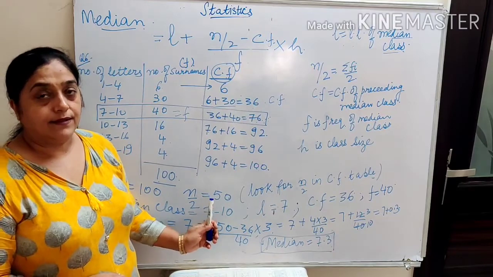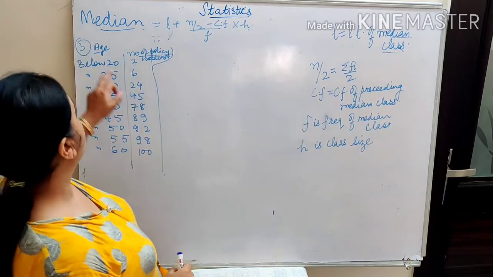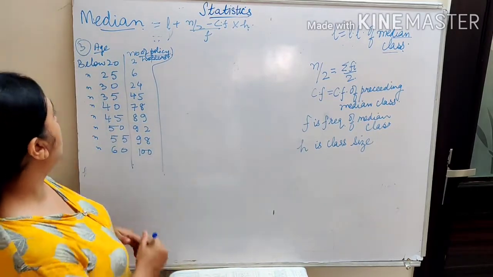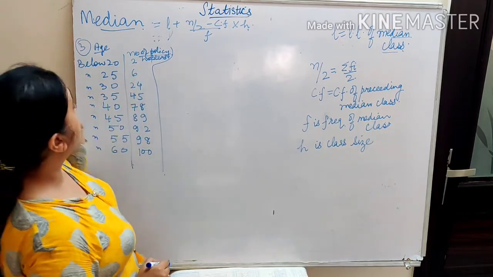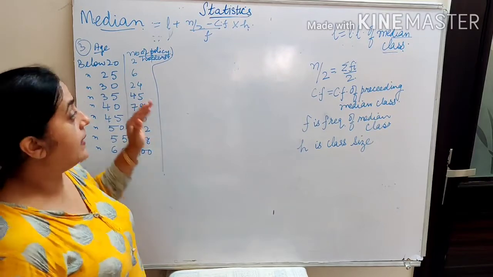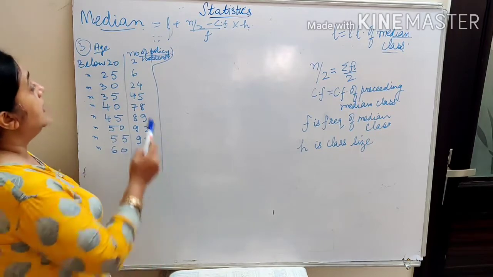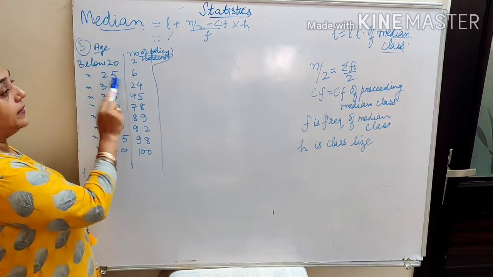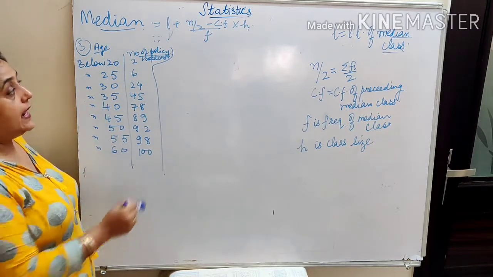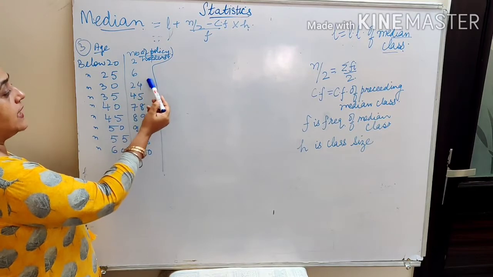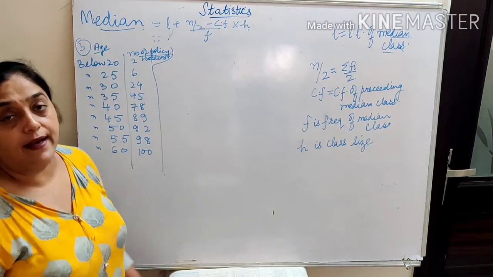Got it? So let us take another question from median. Students, I am taking up the question from NCERT, that is question number 3. What is being given to you? You have been given age in years and number of policy holders, meaning how many people of that age have taken a policy. Now let us see the data. It is not in the right class intervals. It is written below 20, then below 25, below 30, below 35 and so on. And number of policy holders are 2, 6, 24, 45, 78, 89, 92, 98 and 100.